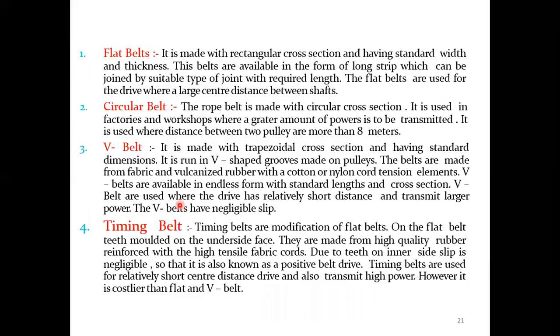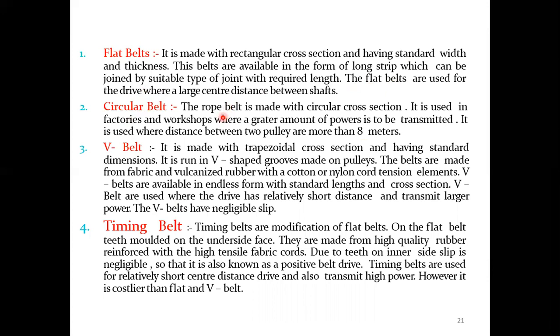So these are the belts used in the belt drive system. The belt is the main part, which produces the power transmission. The first one is the flat belt. It is made with a rectangular cross section and has standard width and thickness. These belts are available in the form of a long strip which can be joined by a suitable type of joint to the required length. These belts are used for drives where there is a large center distance between shafts.